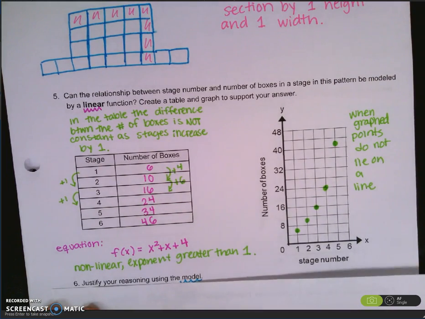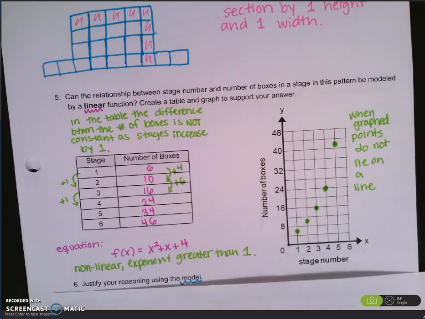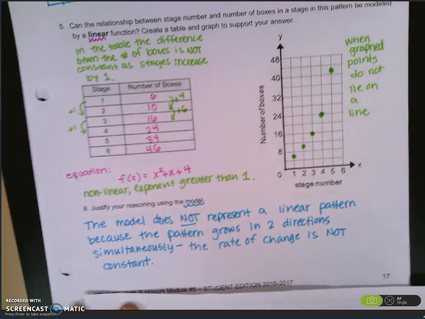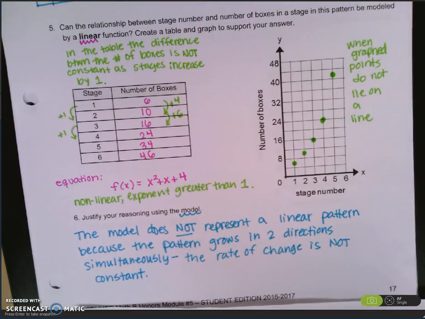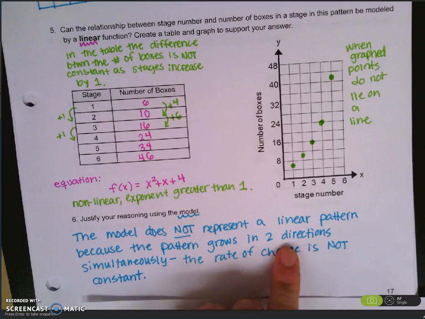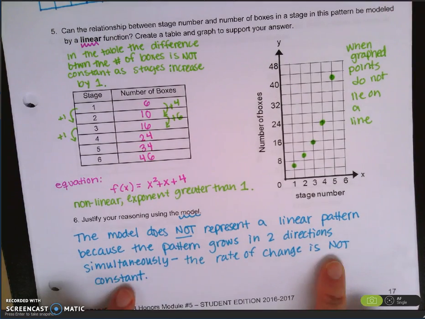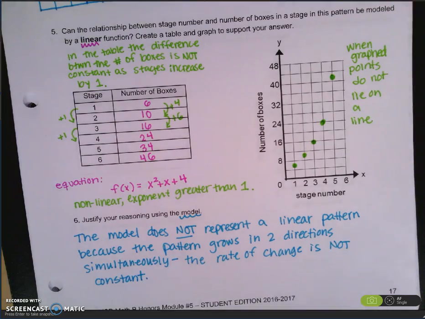Now let's look at our model. Is our model linear? Well, of course it's not. The model does not represent a linear pattern because the pattern grows in 2 directions simultaneously. The rate of change is not constant. I'm pretty confident you got that the rate of change was not constant, but something else that's important for us to note is that the pattern is growing in 2 directions simultaneously. It's growing in height and in width.